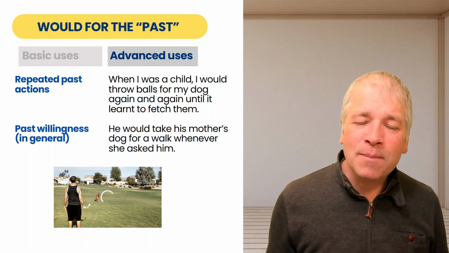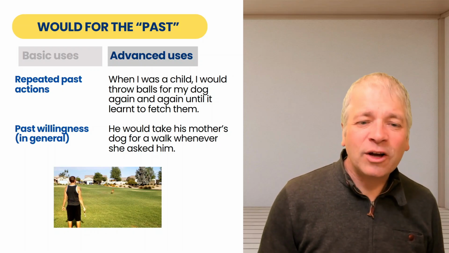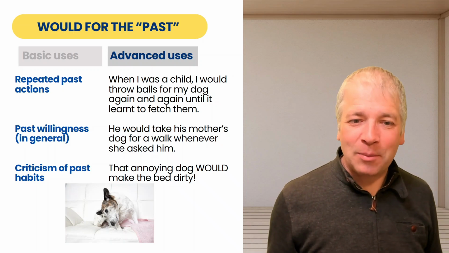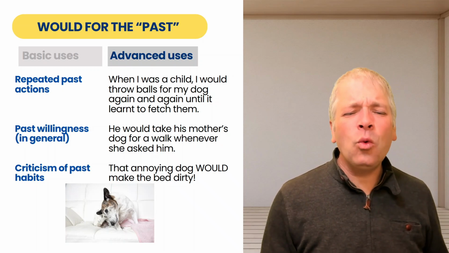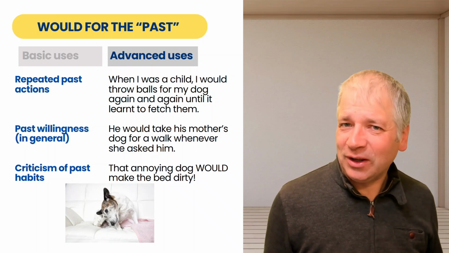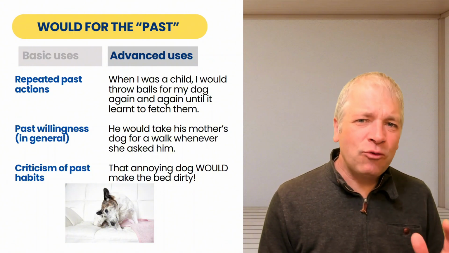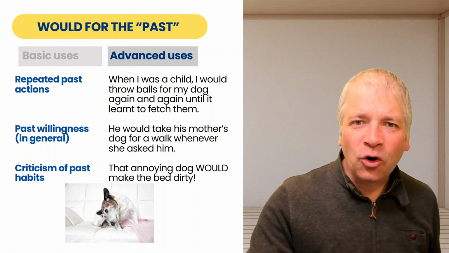He would take his mother's dog for a walk whenever she asked him. And also for criticism of past habits. That annoying dog would make the bed dirty. So here we're using would in an annoyed way, where we're criticizing the behavior of the dog.